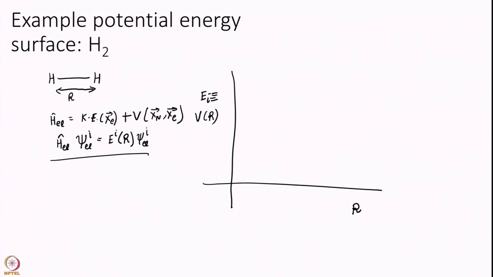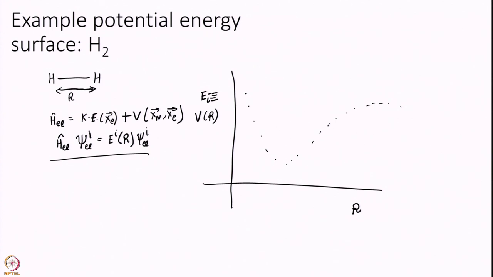So, for a given value of R, I solve for EI and I will get different values at different points. Now, let us just imagine how this plot will look. I have already shown it to you, but let us just qualitatively discuss this plot.